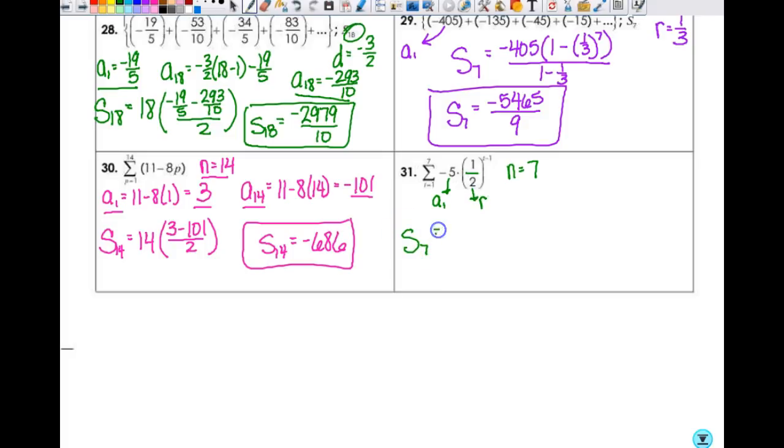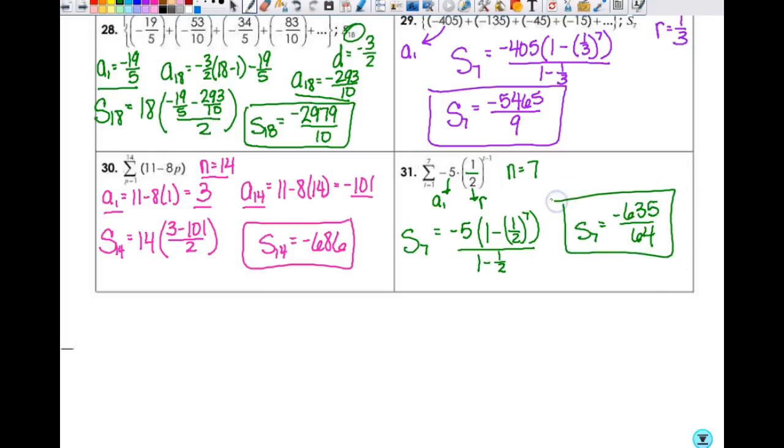The sum of those 7 terms is equal to A1, which is negative 5, times 1 minus R, which is 1/2, to the nth power, which is 7, all over 1 minus 1/2. So the sum of the first 7 terms is negative 635 over 64. All right, next page.